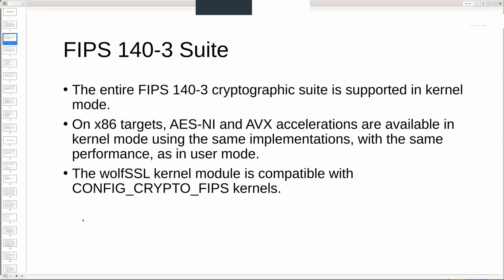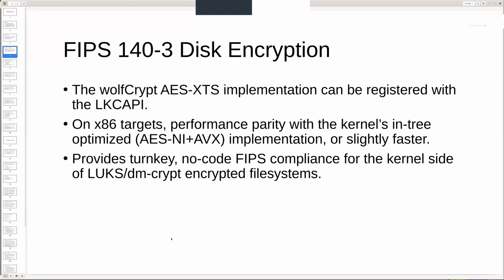I mentioned this at the outset: when you do config crypto FIPS on your Linux kernel now, our kernel module is completely compatible with that mode. So one of our marquee use cases for FIPS wolfSSL cryptography in the kernel is that we now have turnkey support for FIPS 140-3 AES-XTS in the kernel. This is a no-code capability.